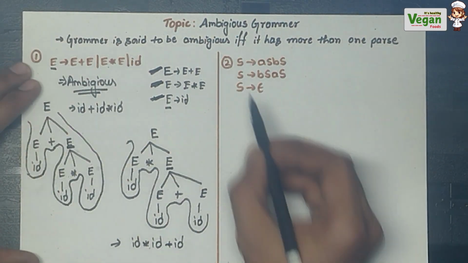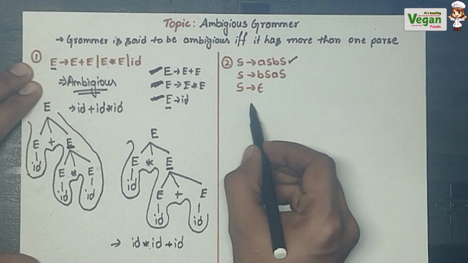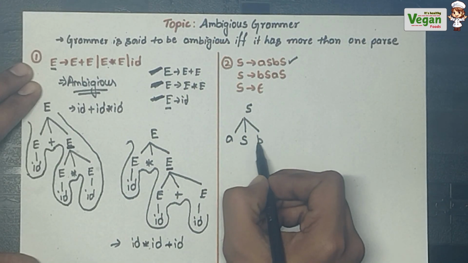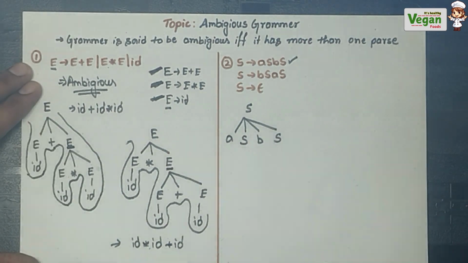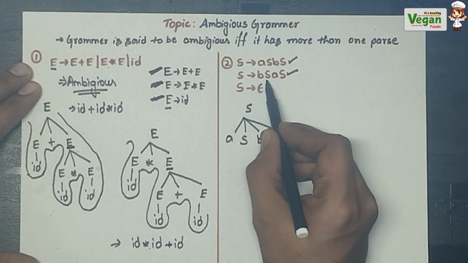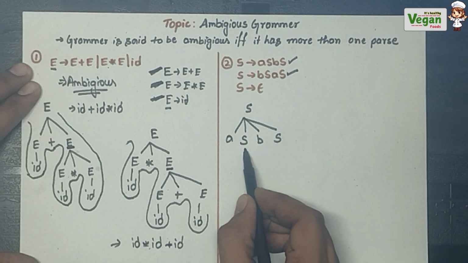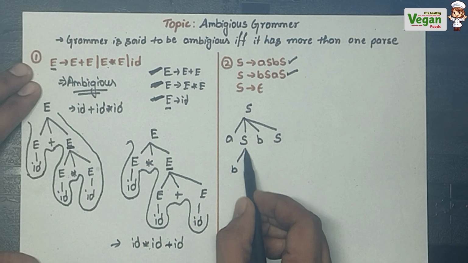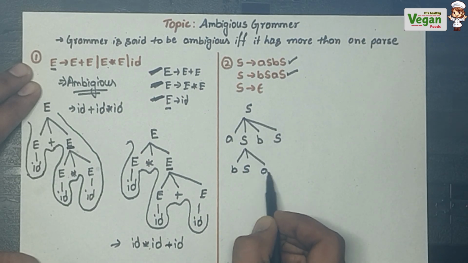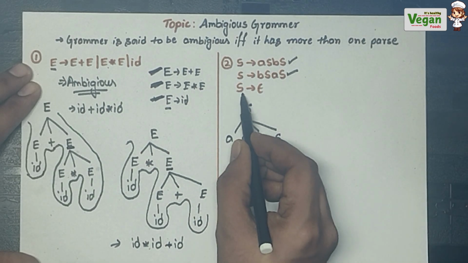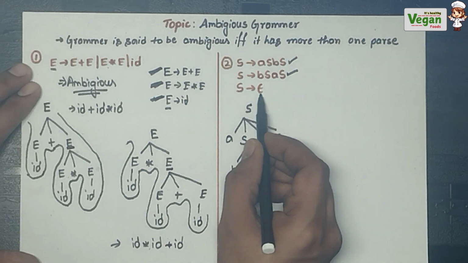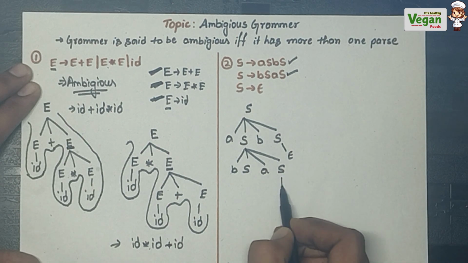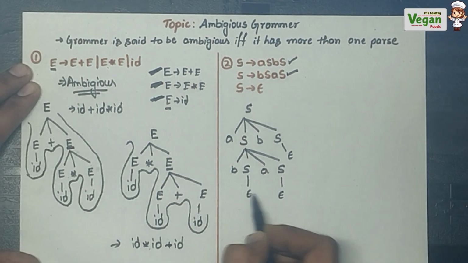For the second problem also, first let's consider this one. S produces A S B S. Next, S produces B S A S. So let's consider this S. You can consider this S or this S. B S A S. Now wherever capital letter S is there, it will be replaced using epsilon. So epsilon, epsilon, epsilon.